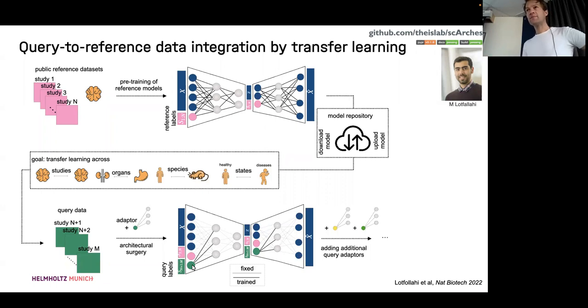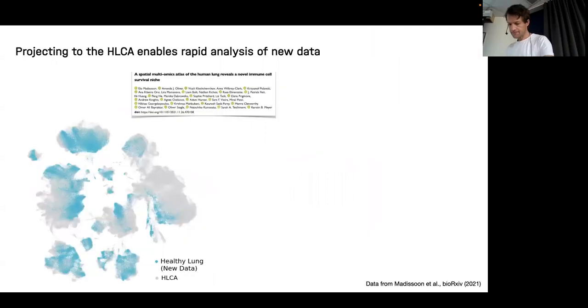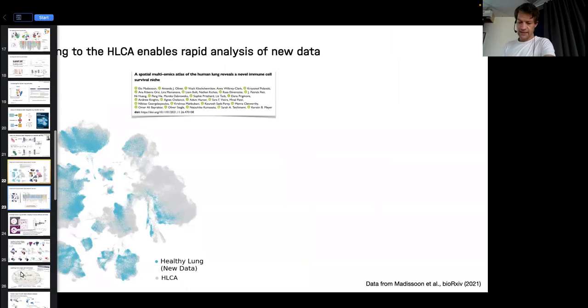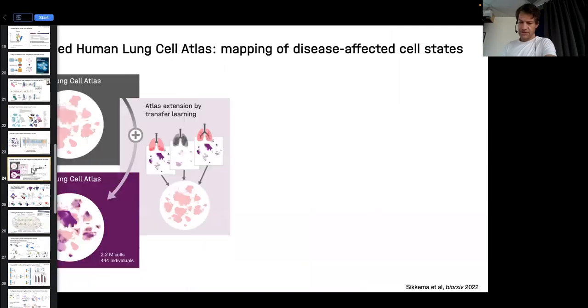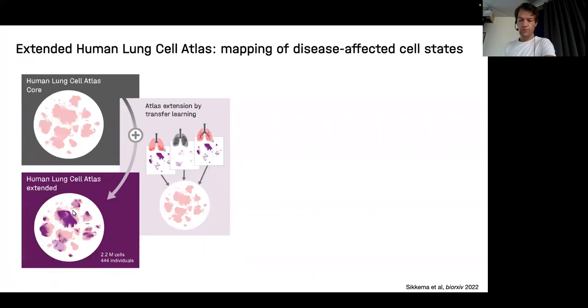We have an extension of that where you don't need to do this more complicated architecture and fine tuning. But at the moment, I'll just show you results of that. If someone is interested, happy to discuss. So we can now very quickly reanalyze new data on the lung cell atlas. I'm going to skip that a bit, but I just want to end by saying that on the final one, using this transfer learning, we had more than 2 million cells across more than 400 individuals.